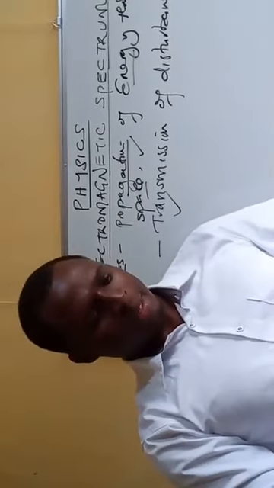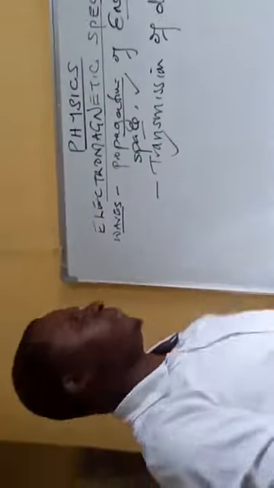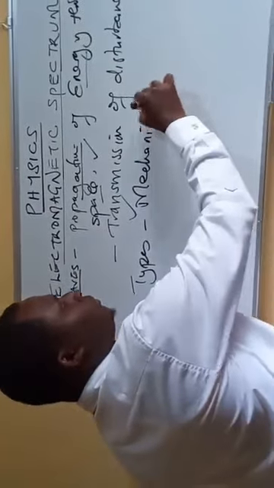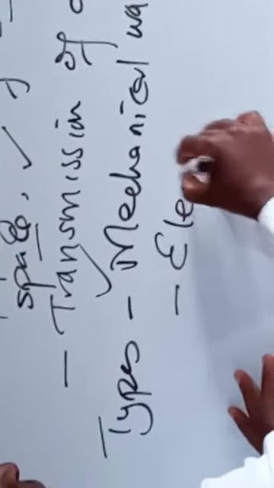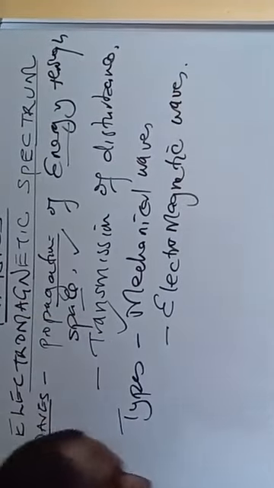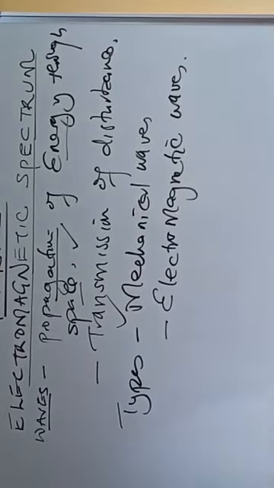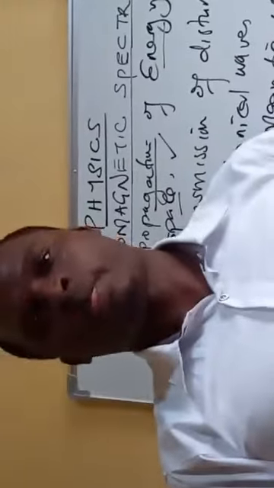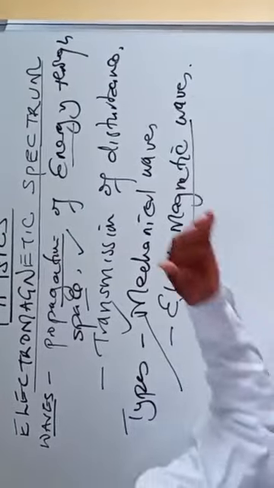Now, students, you can remember there are two types of waves. We have mechanical waves, and the other one, I'm pretty sure you know, is electromagnetic waves. Now, our focus mostly will be on electromagnetic waves. By definition, mechanical waves are the waves that require material media for transmission, while electromagnetic waves do not require material media for transmission.